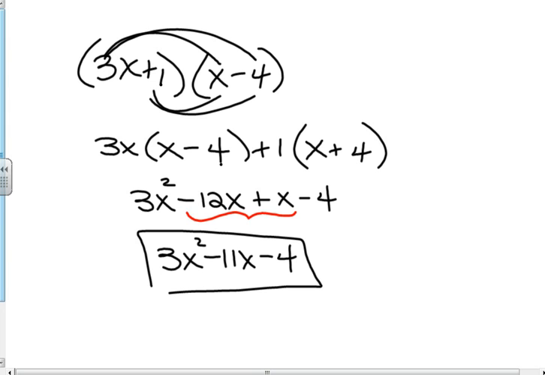Good, moving on. Okay, what about this one? x plus 3 quantity squared. Good one for multiple choice.